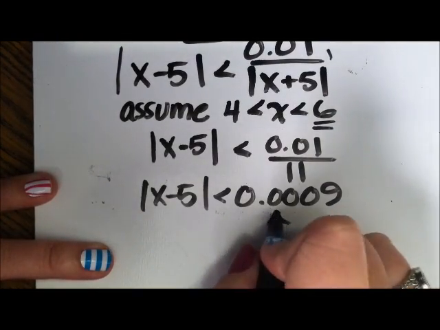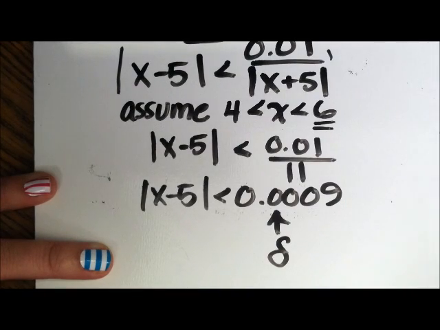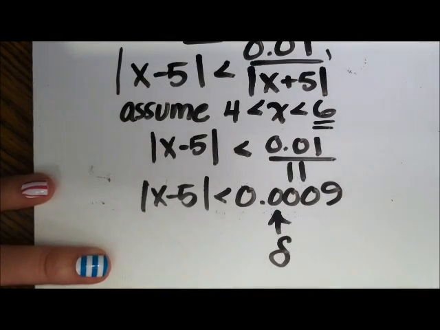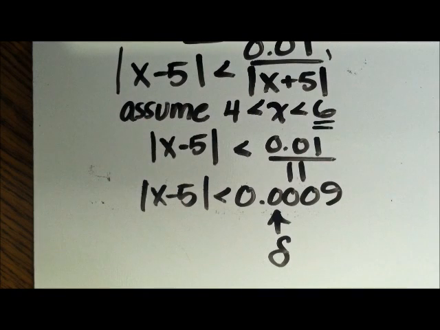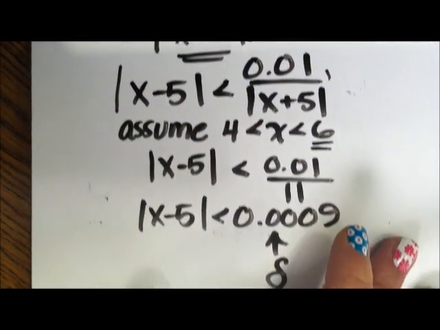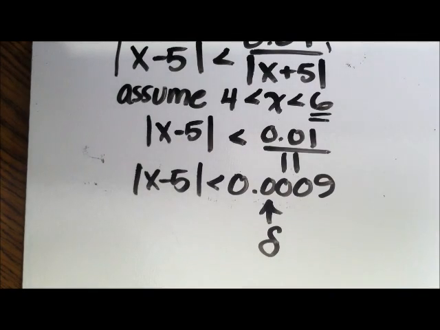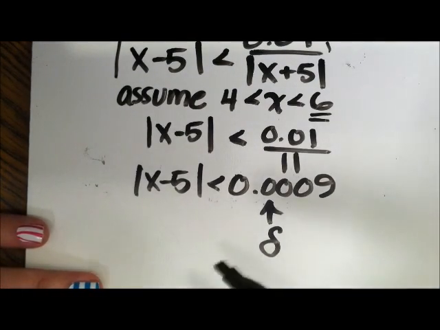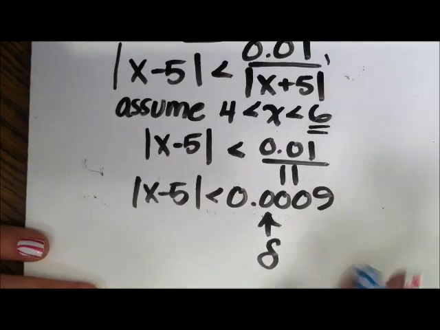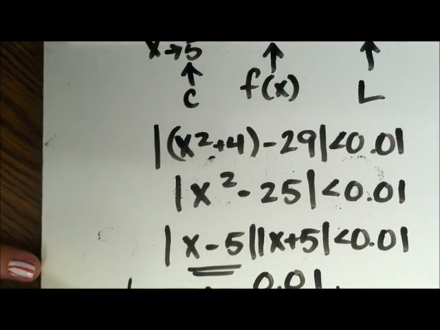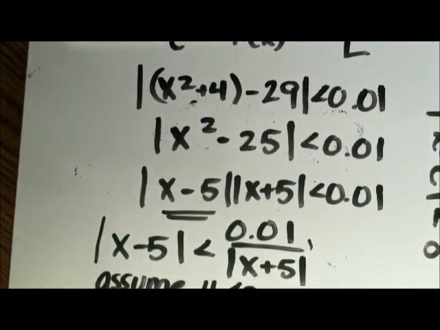And what have I just found? I have found a delta that works with my definition. If I picked 4 and plugged that in, I would have gotten 0.01 over 9, and that would still give me a delta that would still work. I just chose to get a little bit closer. And so this is my delta, and moreover, it's derived from my original information that was given to me.